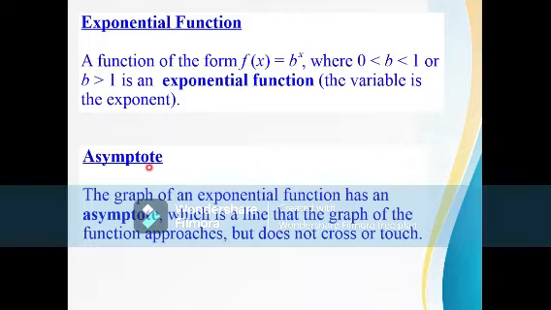So you have here the word asymptote. So what do you mean by asymptote? The graph of an exponential function has an asymptote, which is a line that the graph of the function approaches but does not cross or touch. Okay? So it will just approach that particular line, but it will never ever intersect.